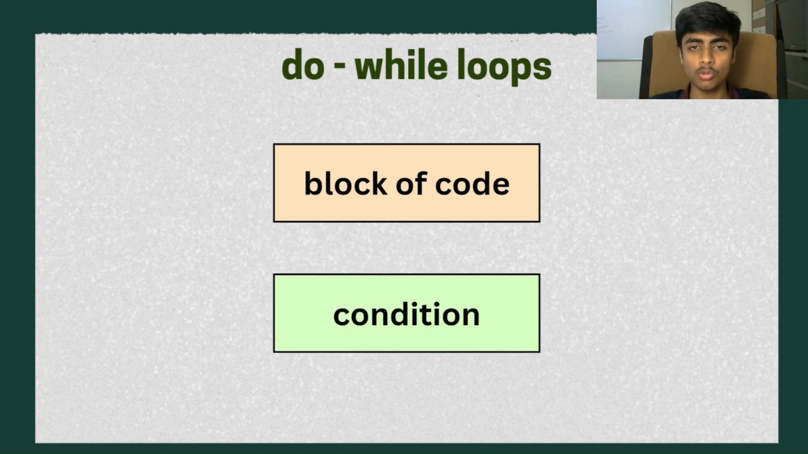If the condition was true, we're again going to move back to the block of code and execute it one more time. After we do this, we're again going to go back to the condition and we're going to check the condition again.